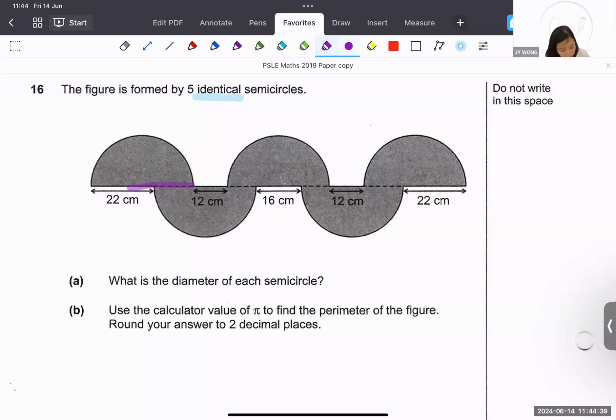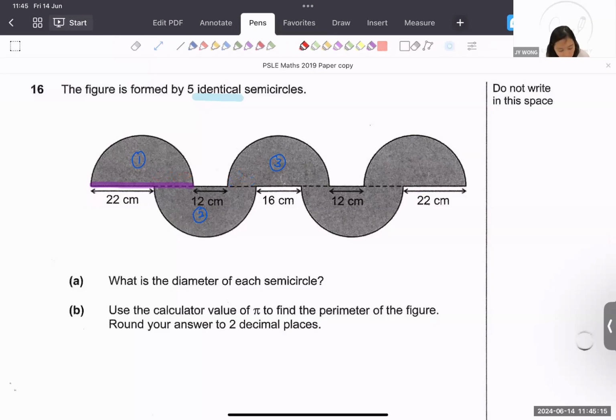So if you see, this is the diameter. The diameter is the same because of the identical semicircles. So what I'm going to do is label this as A. Then the other diameter here, the second semicircle, I'll label; this is the first semicircle, second semicircle, third semicircle. So this part here, I'm going to label as B. Can't really see, let me change color. So we will let this be A, and we'll let this be B.